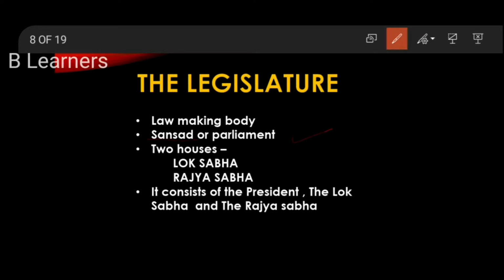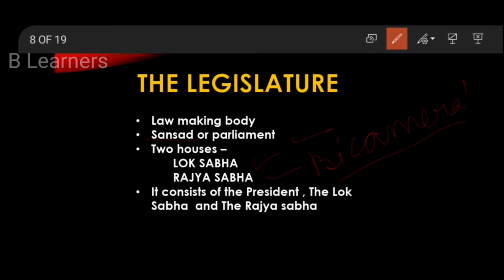We have two houses in the legislature, that is Lok Sabha and second is Rajya Sabha. Lok Sabha is also known as the lower house. Very easy to remember, L for Lok Sabha, L for lower house. And the Rajya Sabha is also known as the upper house. As we have two houses in the legislature, we call it a bicameral legislature.